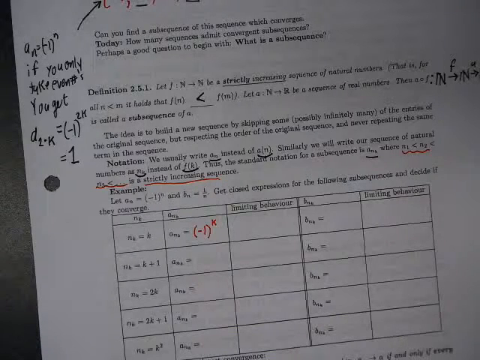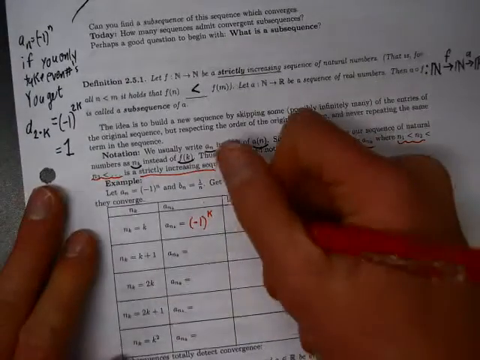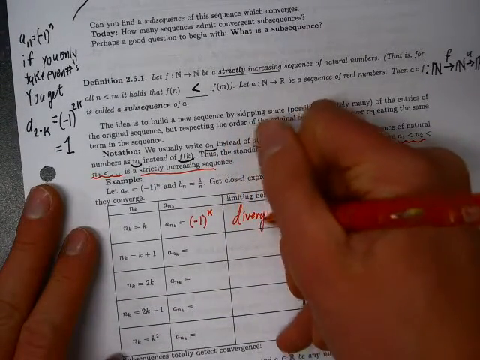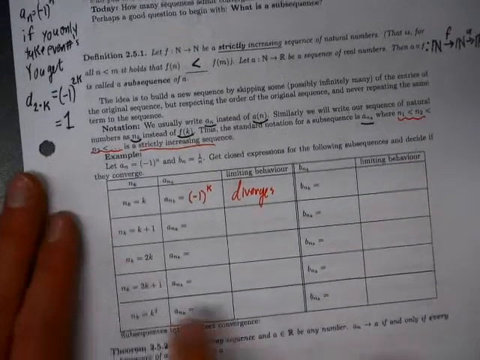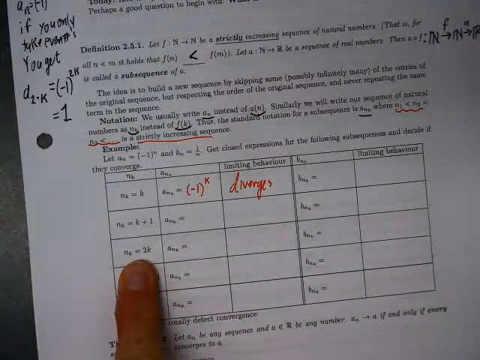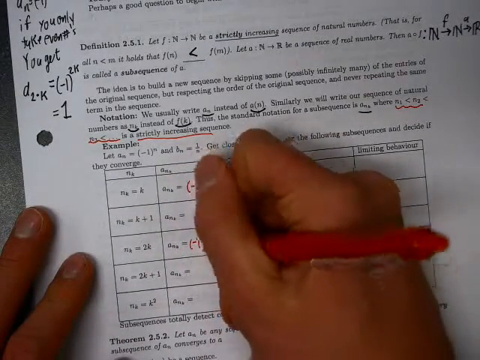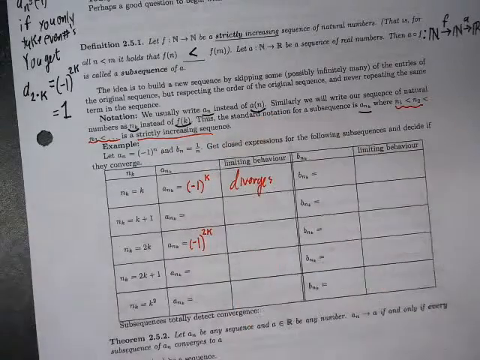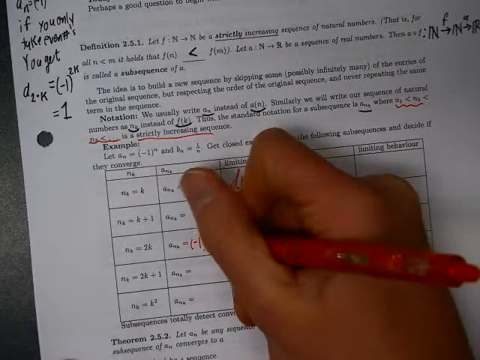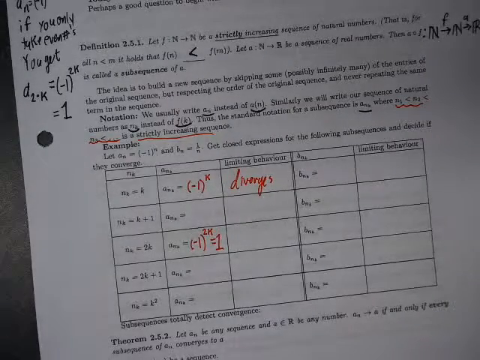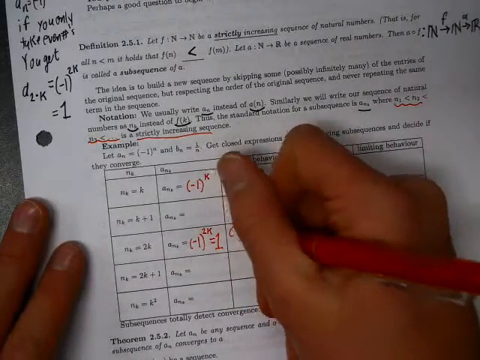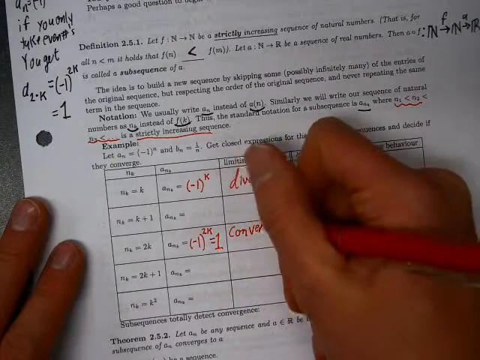Doesn't have a limit. It diverges. And maybe just for the sake of variety, I'll hit that one, the one that we did. When n sub k is 2k, a sub n sub k is (-1) to the 2k, but -1 to an even power is always 1. So a sub n sub k is always 1. What can you tell me about the limit of the sequence that is always 1? Convergence to 1. So by taking a subsequence, you can trick a divergent sequence sometimes into converging.